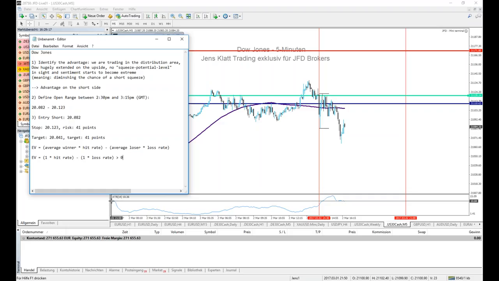If the expected value is 0.1, then it says that you're earning on average 10 cents per euro you risk, which means if you're risking 1,000 euros, then you're making on average 100 euros per trade. If you do this 200 times a year, well, you can count it yourself. 200 times multiplied with 100, you're making 20,000. If you're trading a 100,000 euro account, risking 1,000 euros, 1% per trade, you have a return of 20% per year. This is quite attractive. But it takes time, obviously.